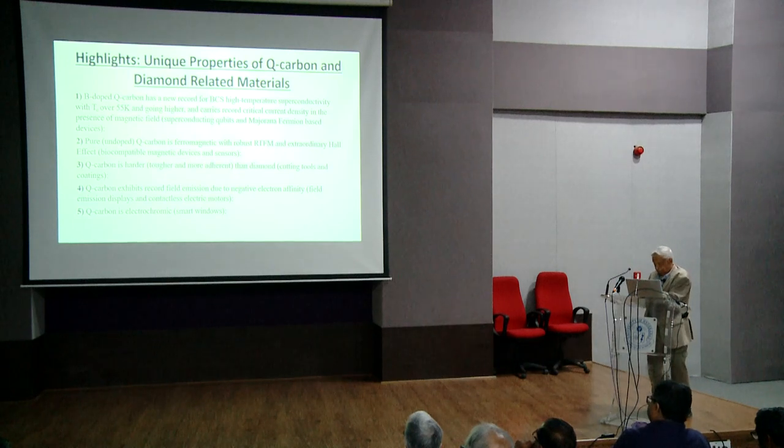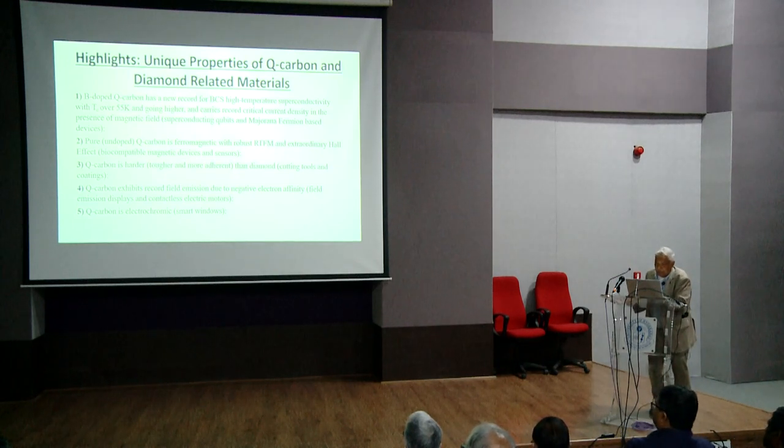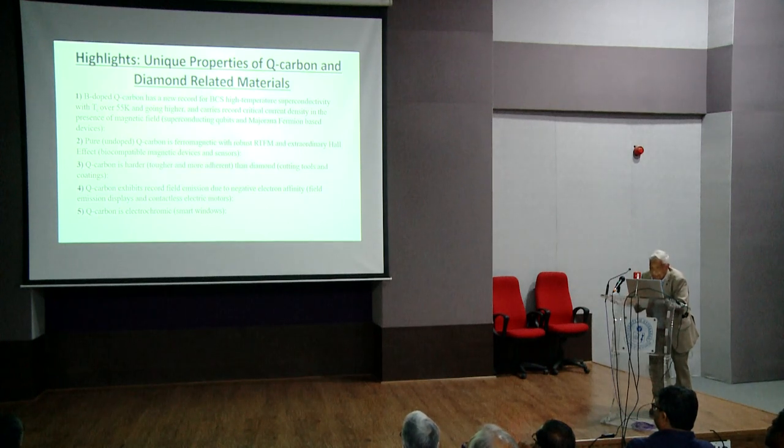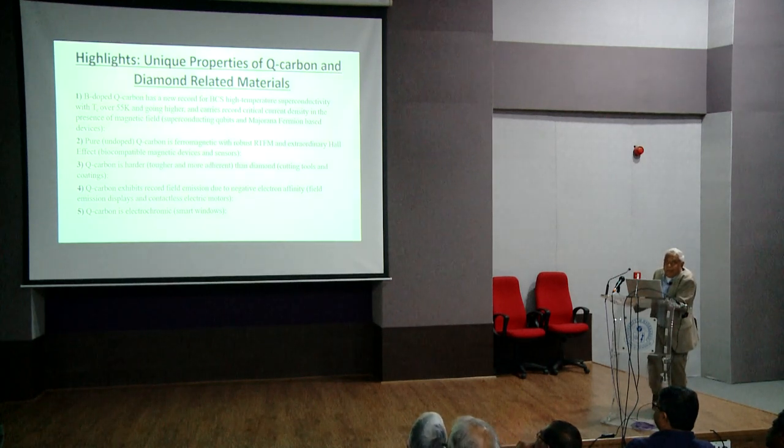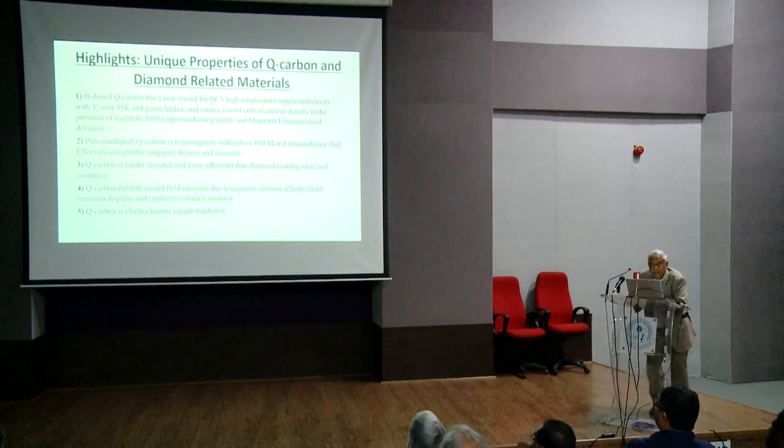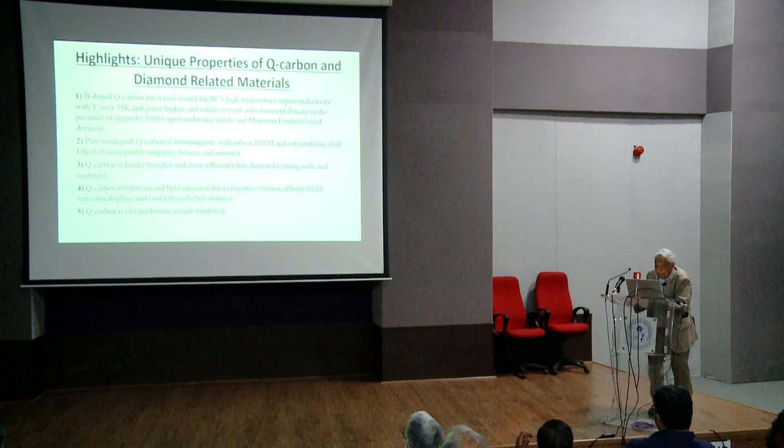Okay, so with that, let me conclude. What are the unique properties of Q-carbon and diamond-related materials? First of all, the most exciting thing is that boron-doped Q-carbon has a new record for BCS high-temperature superconductivity, a Tc of 55K. And it's going higher. It carries high critical current density because there are dangling bonds which act like flux pinning between these diamond tetrahedra. Now we can think of superconducting qubits and Majorana fermion-based devices.